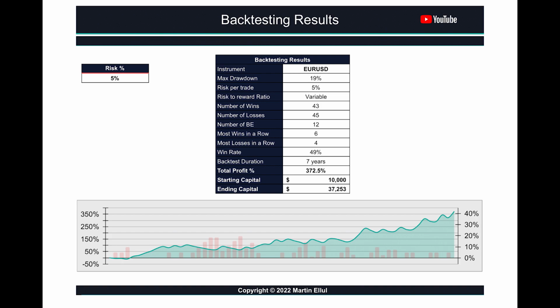So that's pretty insane, especially if you start compounding your account. So the drawdown was pretty low, and as you can see from the graph, the growth rate is pretty stable. So it's a great strategy. The risk to reward ratio is pretty variable, but as long as you have a minimum of 1-to-1 risk to reward ratio, you will have good results.